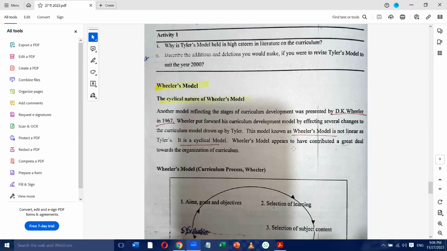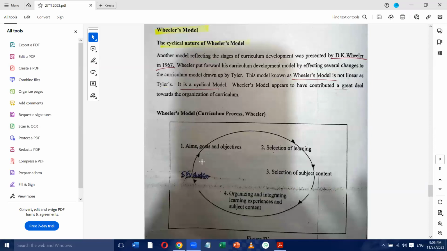We know that Wheeler's model appears to have contributed a great deal towards the organization. So Wheeler's model is far better than Taylor's model, because he had made some changes. Again, you see the aims, goals, and objectives, selection of learning experiences, selection of subject content, organizing and integrating learning experiences and subject content, then evaluation. Number 5 is evaluation. Then again, it goes to the aims, goals, and objectives.